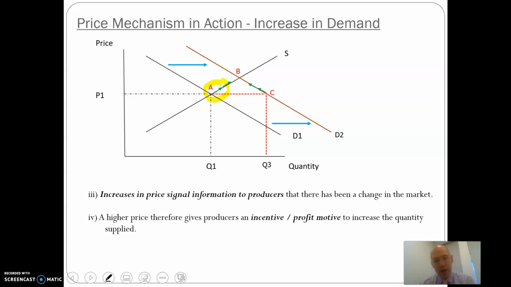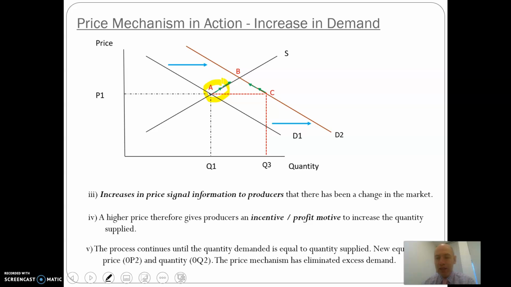And this is going to continue. Look at what's happening as prices are bid up because of excess demand. Some consumers will be put off. There will be a rationing effect. At the same time, the higher prices signal to producers that profit can be made and to increase production. This is going to continue all the way through until the price mechanism has eliminated excess demand and a new equilibrium is reached, which will be at price 0P2 and output 0Q2. And that's what we would normally see on your diagram.